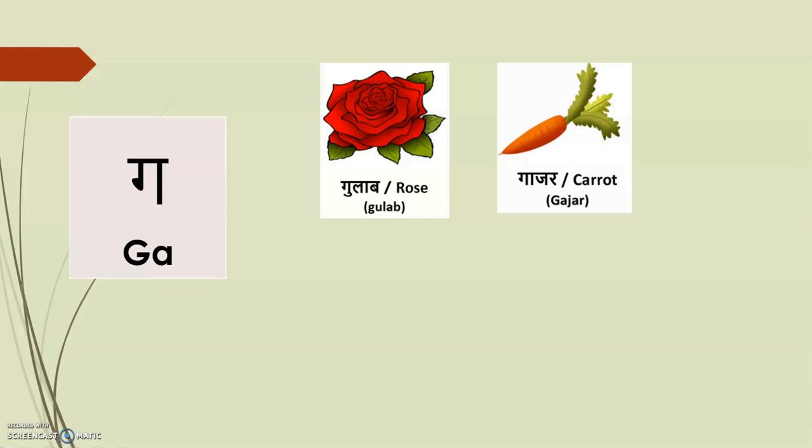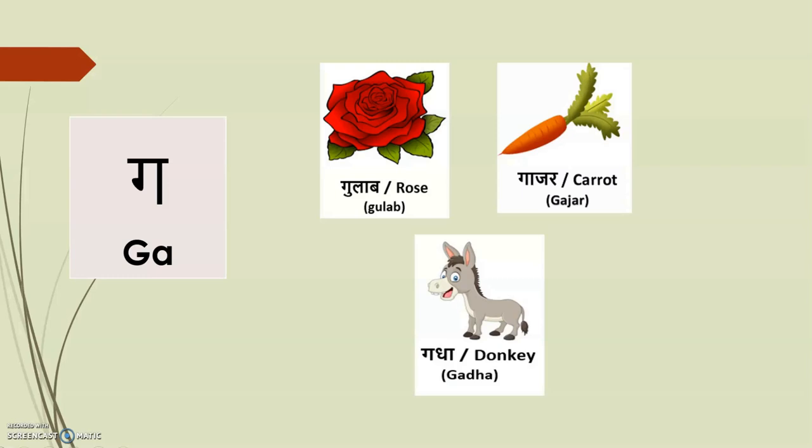It is called gajar in Hindi. And in the third picture, we can see a donkey, which is called gadha in Hindi.